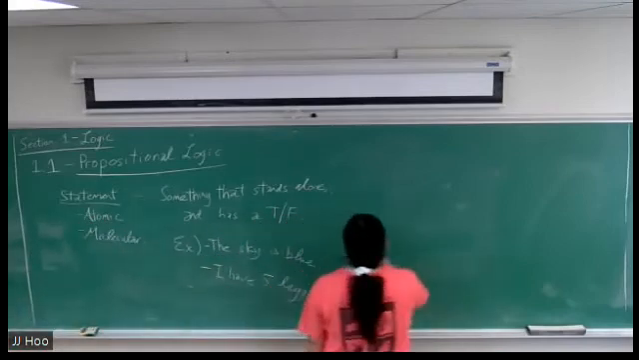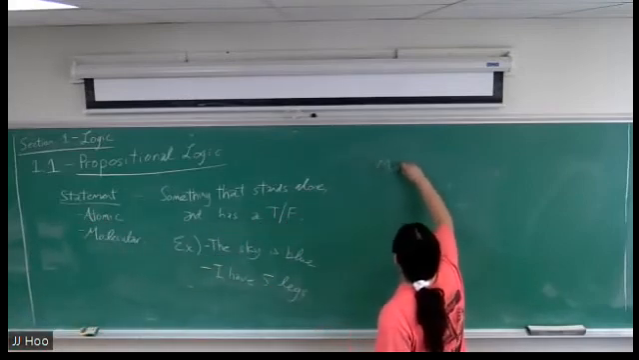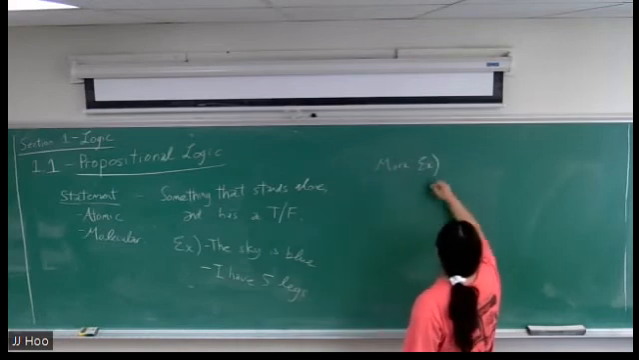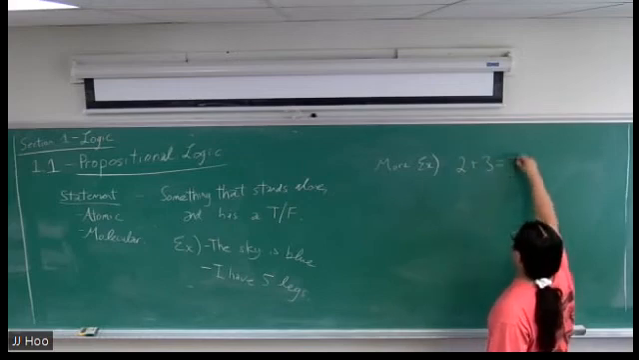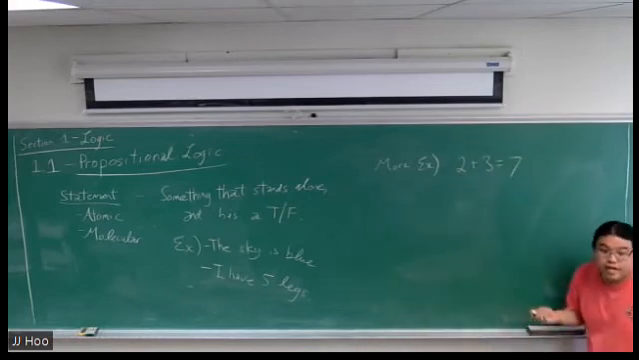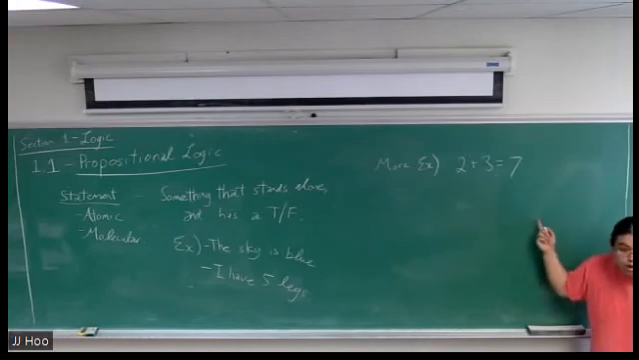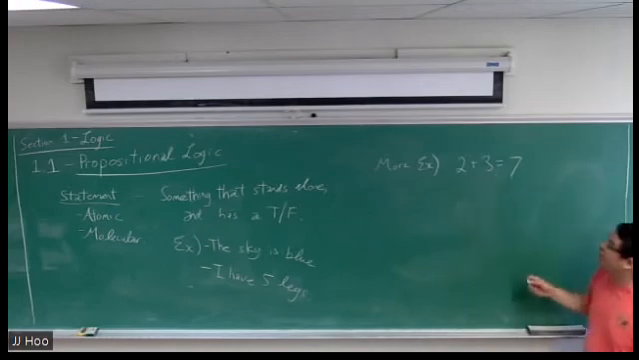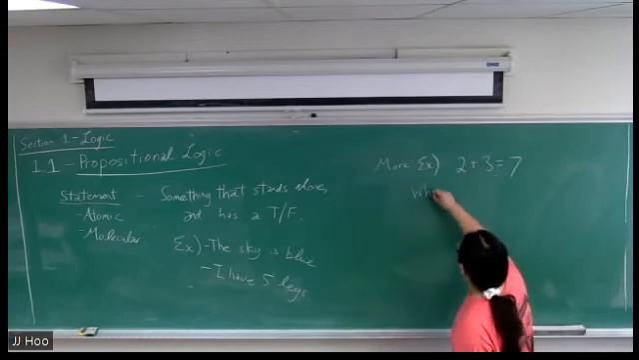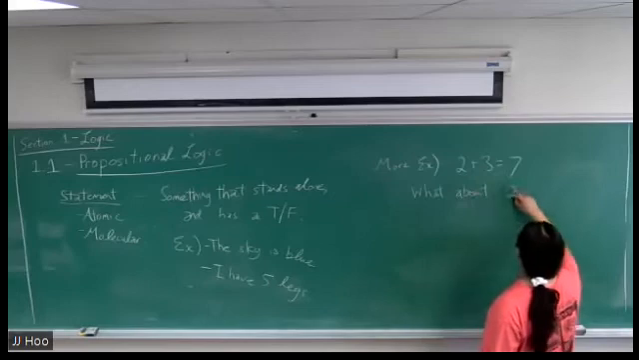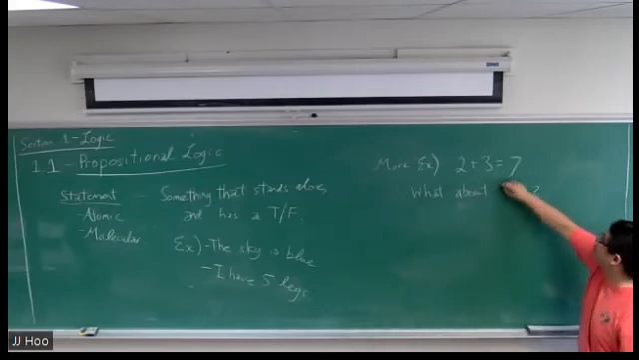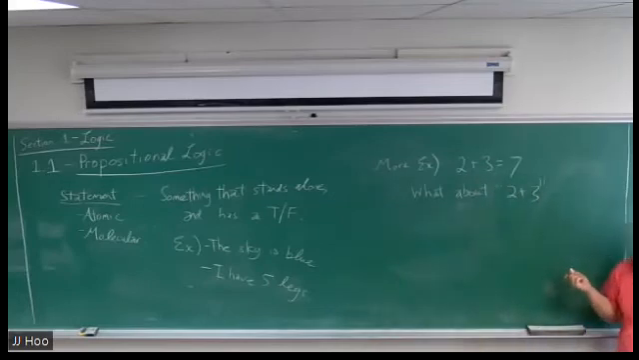Now, turning this into math examples, something like 2 plus 3 equals 7. That's a statement. Again, it doesn't matter if it's right or wrong. Now, what about something like 2 plus 3? Well, obviously, this isn't a statement, right? There's no true and false about it. We can compute it, but that's a completely different thing, right?